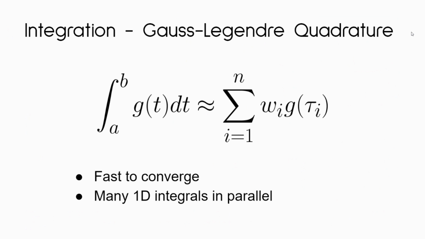We opt to use Gauss-Legendre Quadrature. Gaussian Quadrature is fast to converge, and it works by taking a weighted sum of function values at very specific points along the trajectory. And the reason this can work is because in fact we're solving many one-dimensional integrals in parallel.